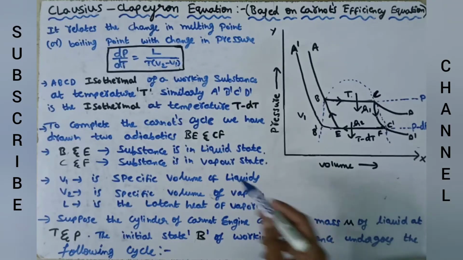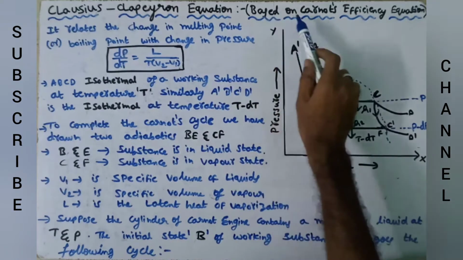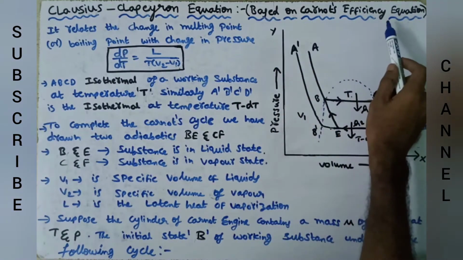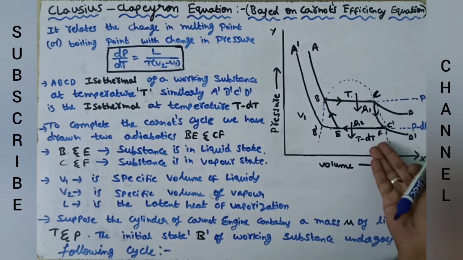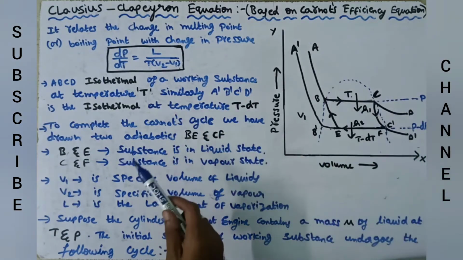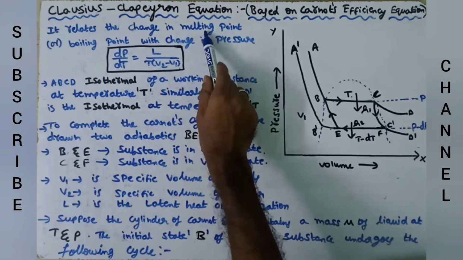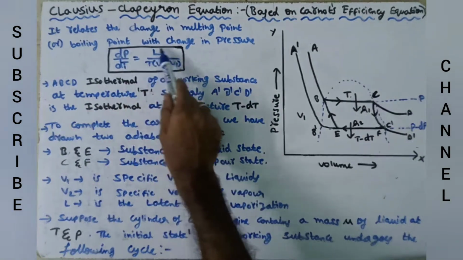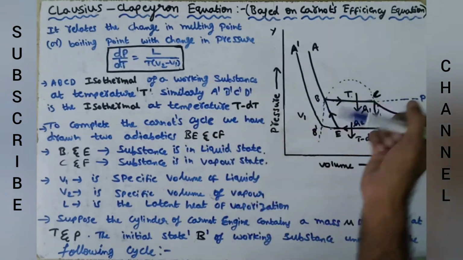Good morning, students. Today we are going to derive the Clausius-Clapeyron equation based on Carnot's efficiency equation. So we have drawn the Carnot cycle here. This Clausius-Clapeyron equation relates the change in melting point and boiling point with change in pressure. Melting point can also be called the freezing point.